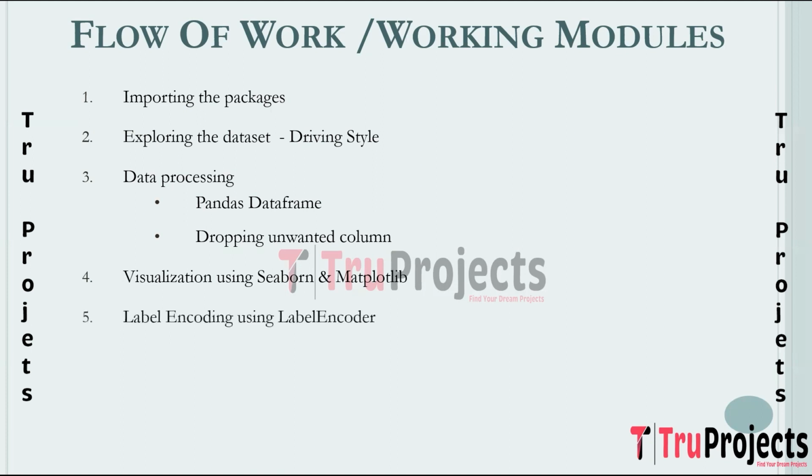The next step is label encoding using label encoder. Categorical variables in the dataset are encoded into numerical values using a technique called label encoding. This step ensures that categorical data can be used as input for machine learning models.